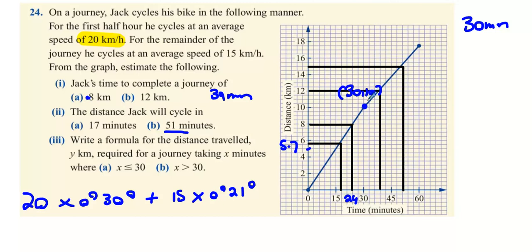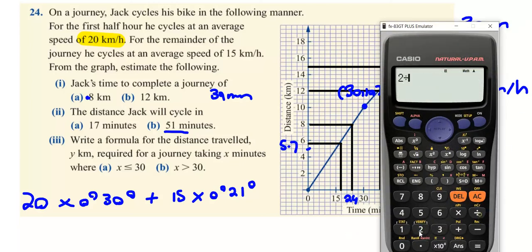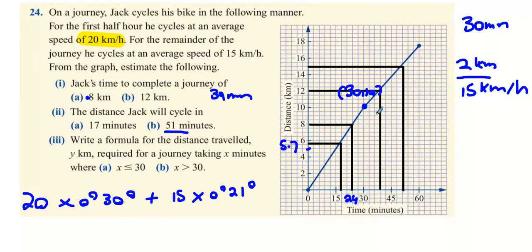Go with that? Yeah. Now you're asked how long did it take you to travel 12 kilometers? Would you agree that's an extra 2 kilometers? So 2 kilometers divided by 15 kilometers an hour, because you're going to do the next 2 kilometers at 15 kilometers an hour. So you could do something like this: 2 divided by 15. That's an extra 8 minutes. 8 minutes added on to your initial 30 minutes, 38 minutes. You won't get deducted for 39, but I'm just showing you there are ways to check your answers, isn't there? That's what I'm saying, precision, right? All right, guys, that's me, over and out.